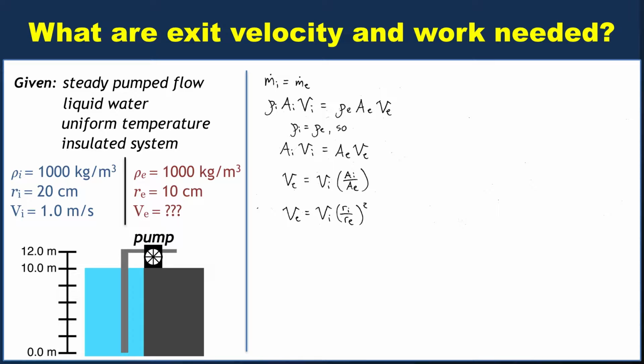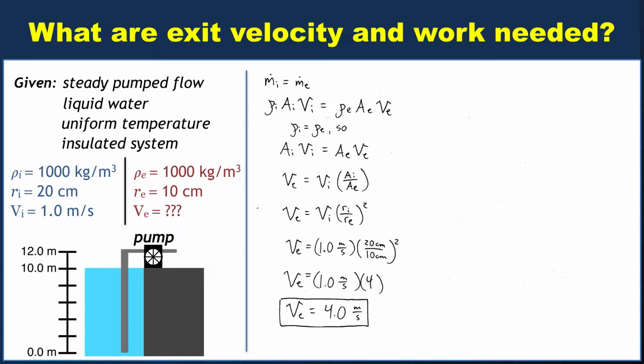We can put in numbers because we have all that information, so we do that. You may even be able to do this one in your head. The exit velocity will come out to be 4 times the inlet, which is 4 meters per second. That's our exit velocity, and I'm going to write it over there on the left so we don't forget. Okay, so 4 meters per second exit at the pump.